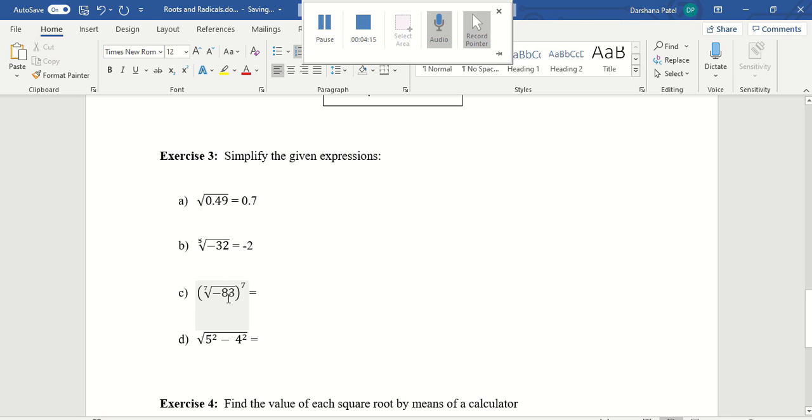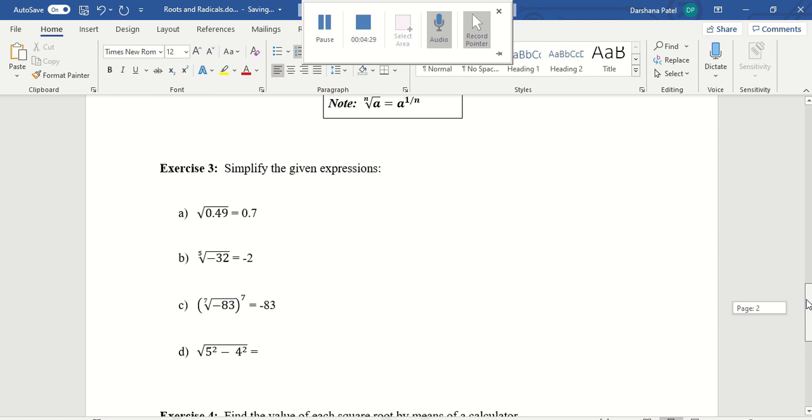Seventh root of negative 83 to the power of 7. Here it's kind of doing something and undoing it. So the 7th root and the 7th power cancel out, giving us negative 83. This one is reminding us of that property again.